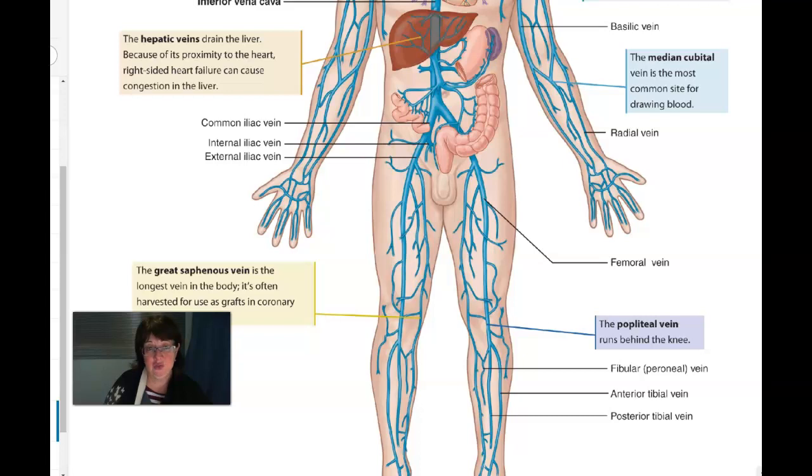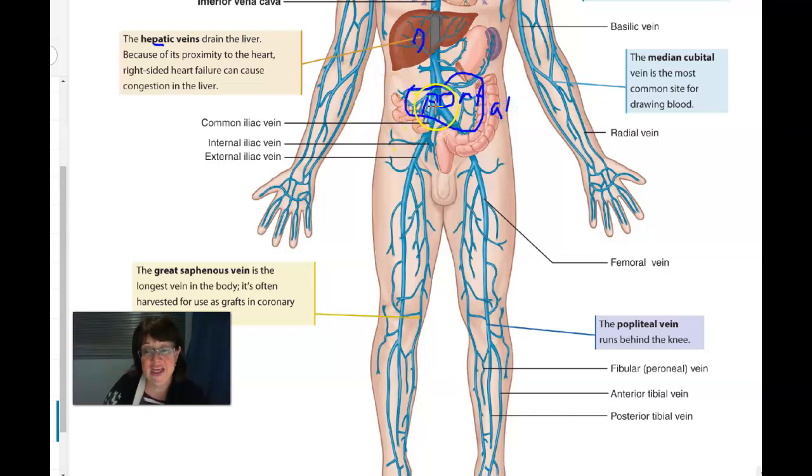So, first one is the one that collects blood from the liver. Hepatic is your liver word. Then all the rest of the ones collecting from the gut, these veins will be talked about when we talk about the portal system, because the hepatic portal system collects the blood vessels together and takes it all to the liver. So we'll talk about that later.